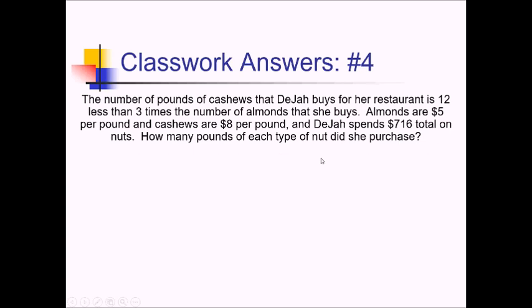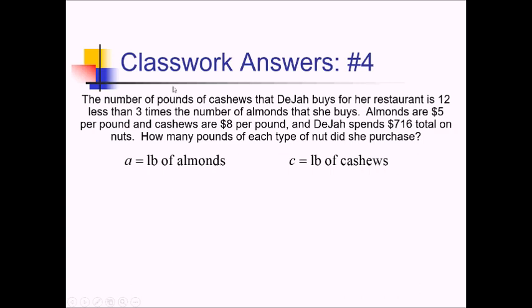So let's start by defining some variables for the things we're trying to solve for. So we're trying to solve for how many almonds and how many cashews. I'm going to let A represent the number of pounds of almonds. And we'll say C represents the number of pounds of cashews. Okay, so we need some equations that tie all this together.